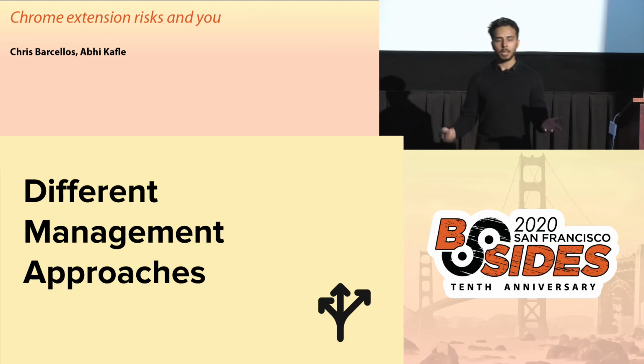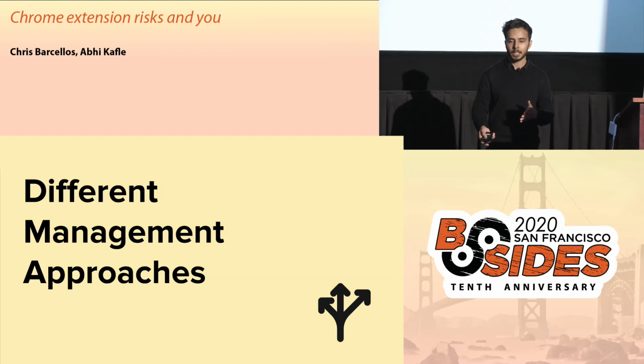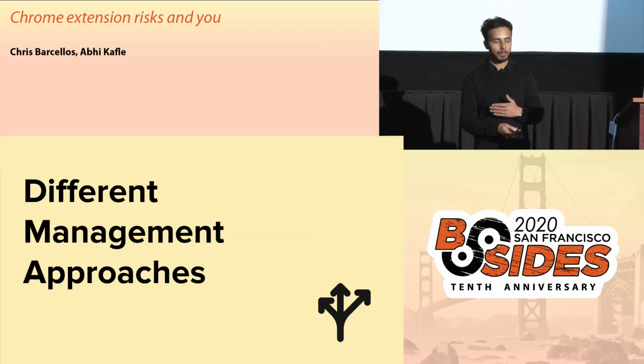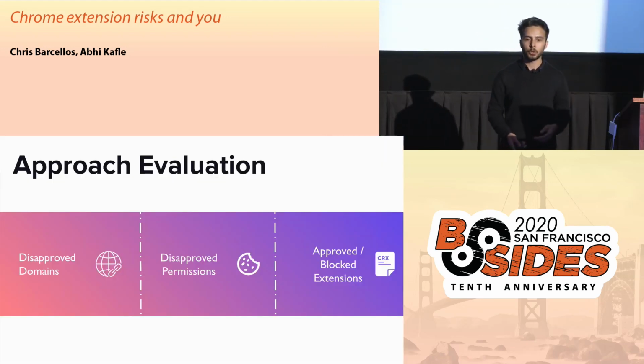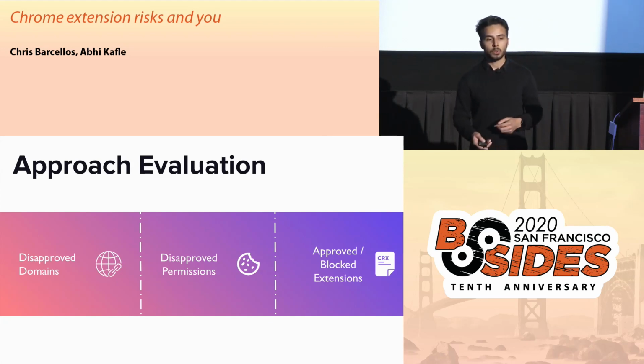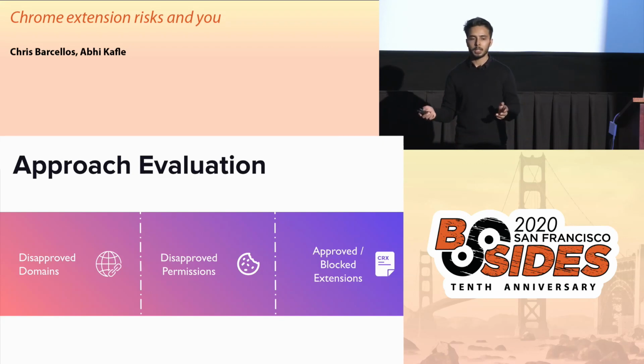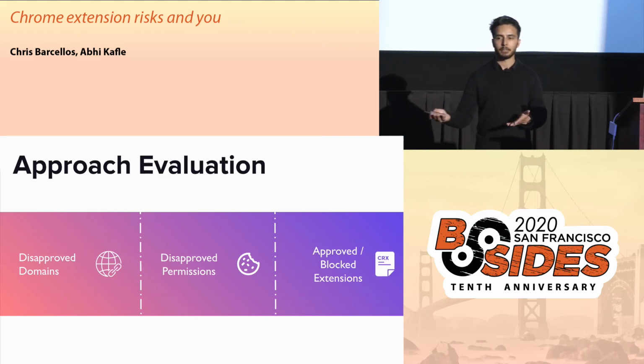So this is the approach that we took, but this is not the approach that you have to take. There are different approaches you can take for accomplishing the same thing, that is, reduction of risk stemming from Chrome extensions. Some of those approaches are listed here. The first approach is disapproved domains. That means you can create a list of domains that you think are sensitive, and block extensions from running on them, which means you can let users install whatever they want, but you have to create a list of domains that you find sensitive in your environment, and not let the extensions run on them.